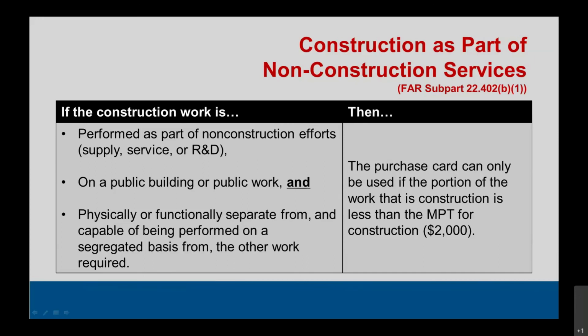If the answer is yes, then the purchase card should only be used if the construction portion of the work is less than the micro-purchase threshold, which is $2,000. Over $2,000, the purchase has to go to a warranted contracting officer because those wage rate requirements for construction kick in, as well as other terms and conditions for construction over that amount.